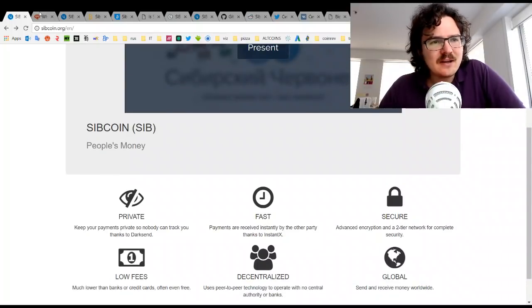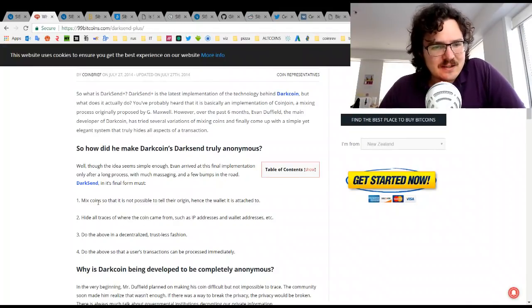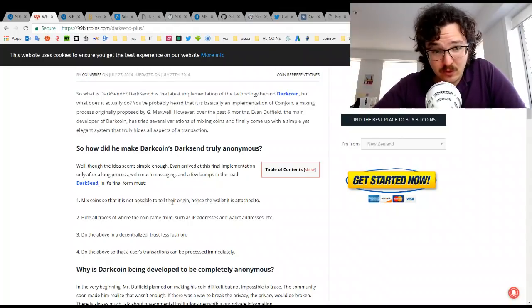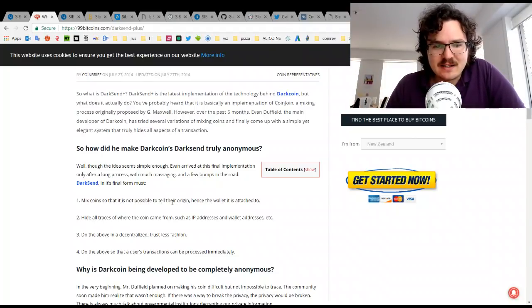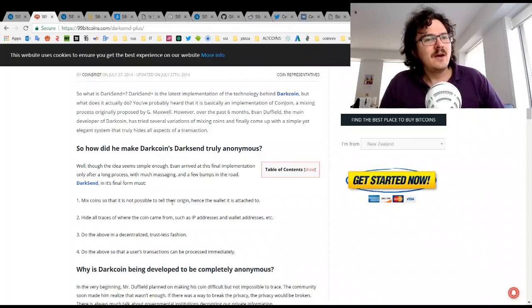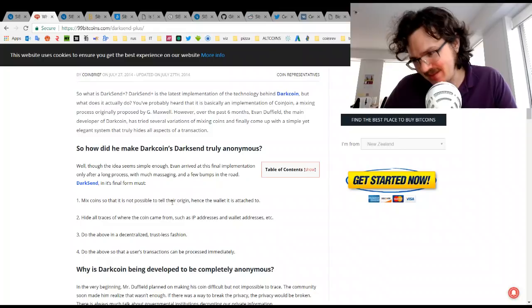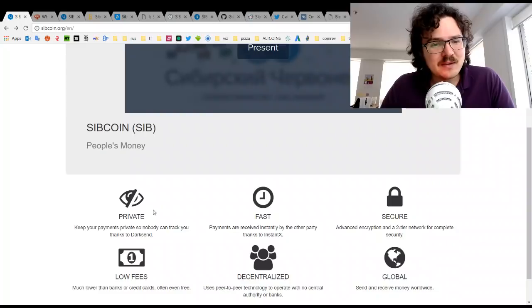Now, let's talk a little bit about DarkSend because it's probably the most interesting feature of it. So what does DarkSend do? DarkSend is a mixer. So it mixes the coins so that you can't see where the origin was. So you don't know the IP address that it came from. You don't know the wallet address that it came from. And of course, it's all done in a decentralized and trustless fashion, which of course makes Sibcoin a privacy coin. Oh my god, more privacy coins! Anyway, that is probably one of the biggest redeeming factors of Sibcoin. So that's pretty cool.